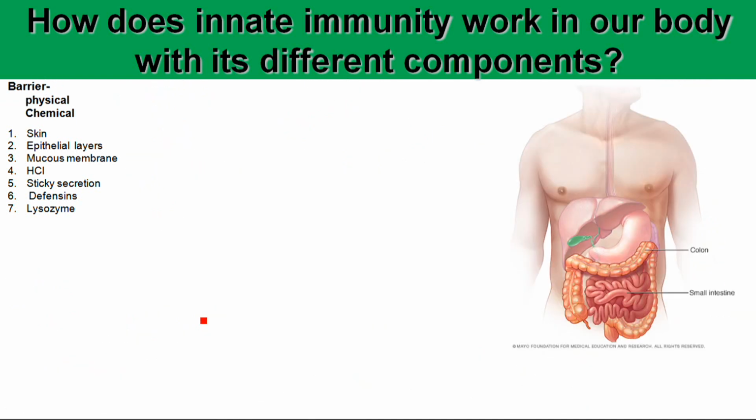The barrier can be divided into the physical and the chemical barrier. The first one is the skin. So this is the human body. Skin is the first line of barrier, because of which bacteria or viruses cannot enter inside our body. And then we have the epithelial layer.